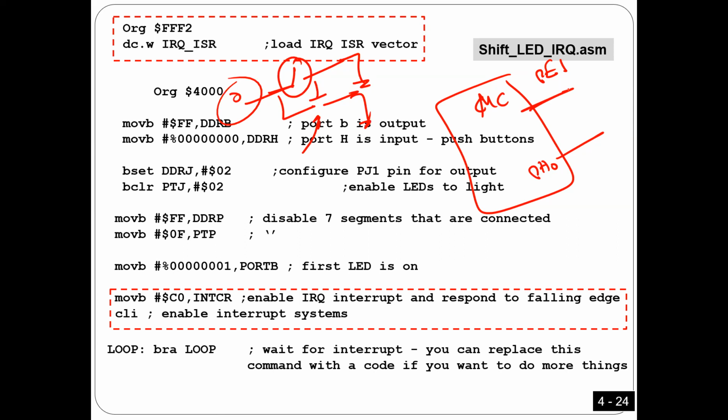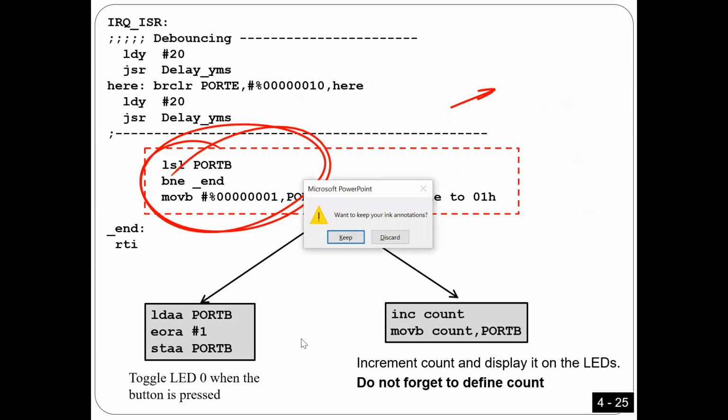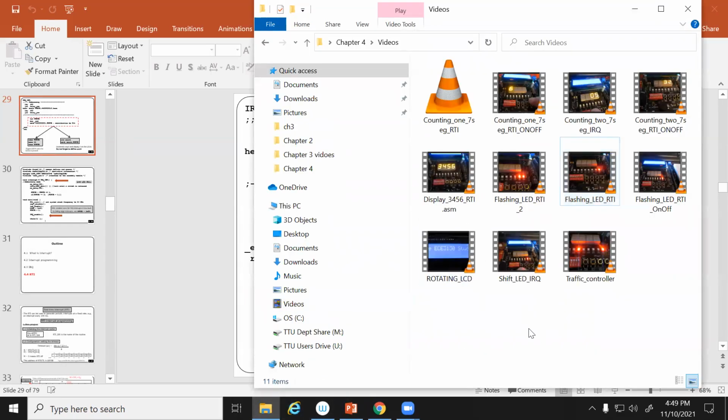Anyway, what we did last time, I connected an external jumper, and that's what you are going to do tomorrow, so that every time I press a button, I'm going to trigger an interrupt. And what we did in this one, every time there is an interrupt, I shift an LED. And I think I have a video here for this one. Yeah, shifting IRQ.